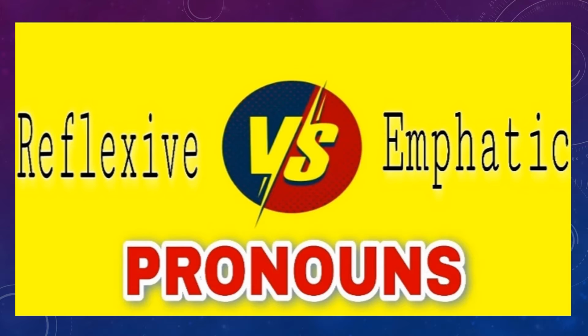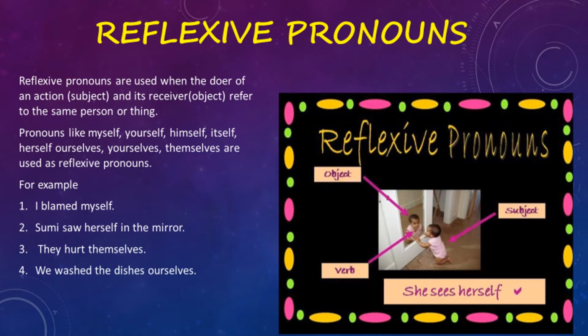So let us first understand what is meant by reflexive pronoun and emphatic pronoun. What is reflexive pronoun? Reflexive pronouns are used when the doer of an action, that is the subject, and its receiver, that is object, refer to the same person or thing. Now, let me give a very simple example to you. Suppose you are standing in front of a mirror. What are you going to see? You will see yourself, right?